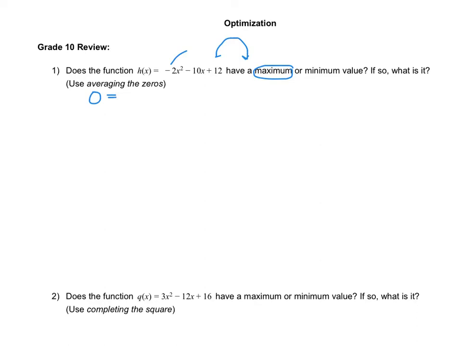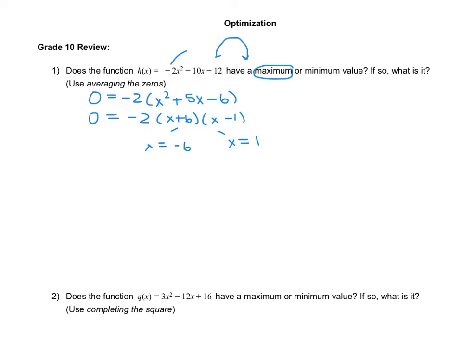And while I set my equation equal to 0, I am going to common factor out that negative 2 to get x squared plus 5x minus 6, and now I have a nice simple trinomial that I can factor. So I need two numbers that multiply to negative 6 and add up to 5, and those magic numbers are 6 and negative 1. So x plus 6, x minus 1. So then when we branch out, our zeros are negative 6 and positive 1.